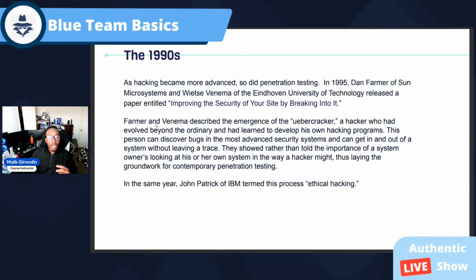All right. Farmer and Venema described the emergence of the Ubercracker, a hacker who had evolved beyond the ordinary and had learned to develop his own hacking programs. This person can discover bugs in the most advanced security system and can get in and out of a system without leaving a trace. Guys, there's Uber hackers, there's Uber crackers all over the place. I forgot his name, but dude's been hacking since he was like 13. Guys, I'm telling you, this skill could take you far.